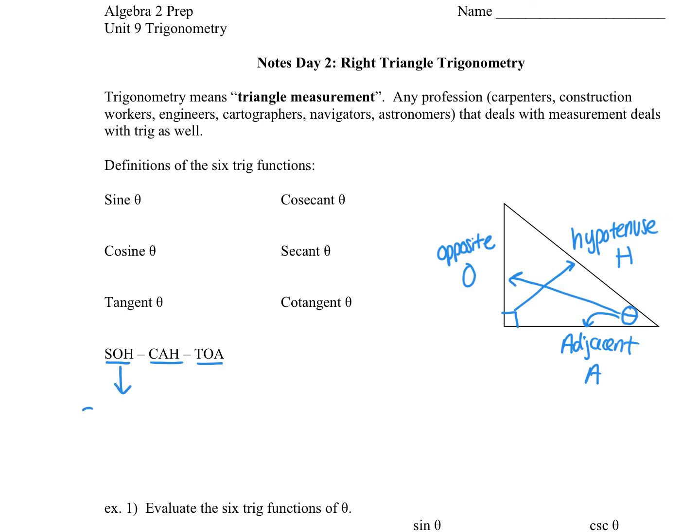So SO stands for sine is, I shall just write up here, my opposite over my hypotenuse. CAH refers to cosine is adjacent over hypotenuse, and TOA refers to tangent is opposite over adjacent.